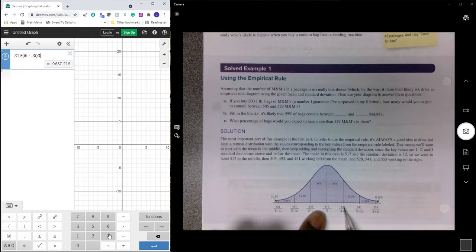So when we go above, we keep adding 12. When we go below, we keep subtracting 12. So we want to label 517 in the middle, then 505, 493, 481. That's what you get when you keep subtracting 12. Working left from the mean. Then 529, 541, and 553, working to the right. That means you add the 12. And the 12 that you're adding and subtracting is the standard deviation.